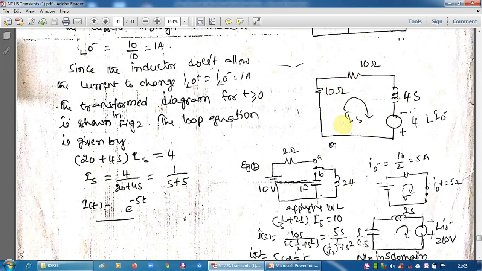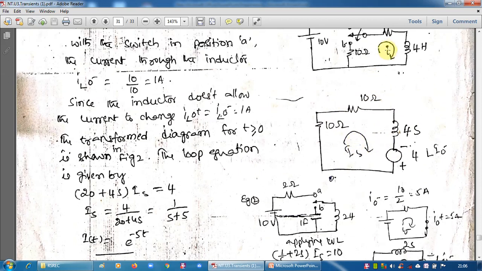And in this circuit, we need I. This is the transformed network. That is the reason why I, the time function, is written as IS, because it is a transformed circuit. Now from this circuit, what is IS? This is nothing but voltage V by total impedance. Total impedance means 10 plus 10, 20 plus 4S. V means 4, so 4 by 20 plus 4S. That is the current.